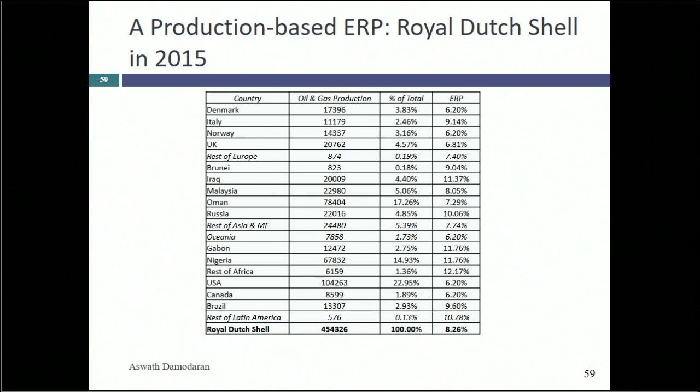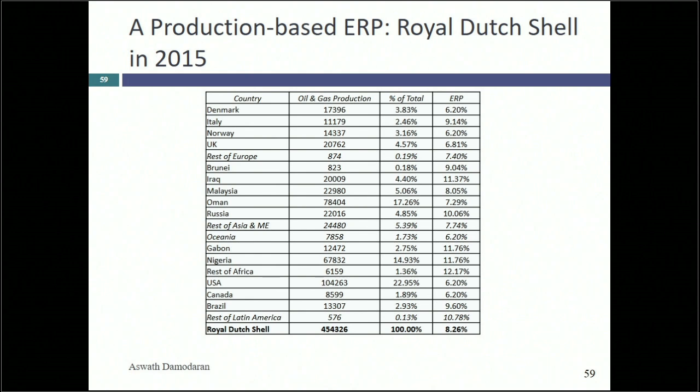But if you look at oil companies, their risk comes from the fact that their oil comes from the riskiest part. And they do break down their production. That's one nice thing about oil companies: you look at their annual reports or their 10Ks, you will see a breakdown of where the production comes from. So my equity risk premium for Royal Dutch in 2015 was 8.26%.